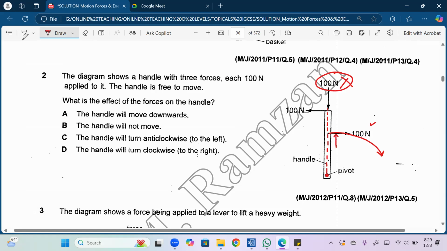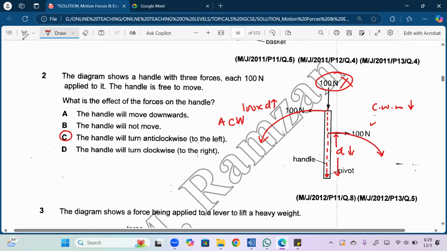If we see, this is the distance d, the smaller distance. So the clockwise moment produced is smaller compared to the anti-clockwise moment, because it is the same amount of force, but here the distance is bigger. So clockwise moments are smaller and anti-clockwise moments are bigger. The handle will move in an anti-clockwise direction to the left. So the answer will be C.